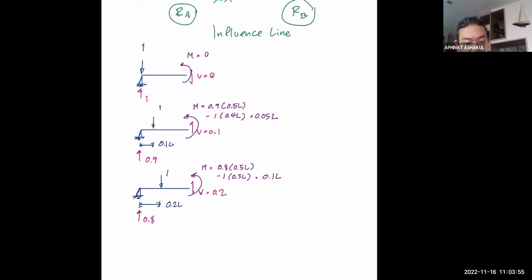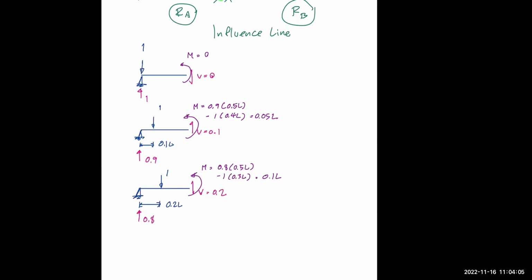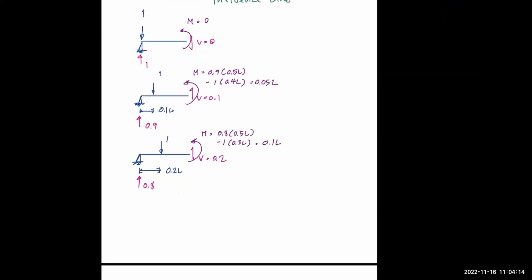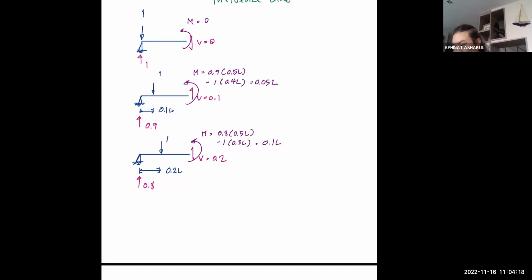Now, would you like me to demonstrate maybe 0.3 L for better clarity, or are you okay? Can we move to midspan now? Yes, you can move to midspan. Oh, okay, good, thanks. Seems like your opinion is everyone's opinion, because we're kind of quiet anyway.